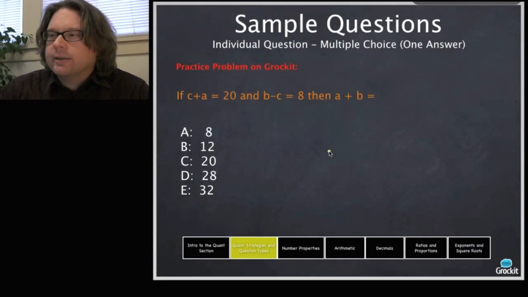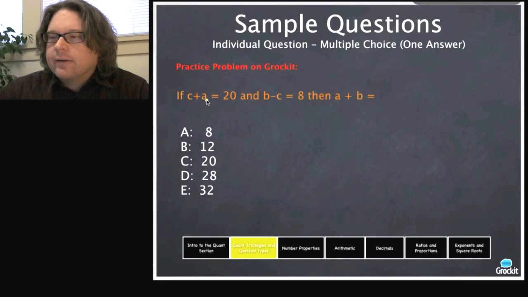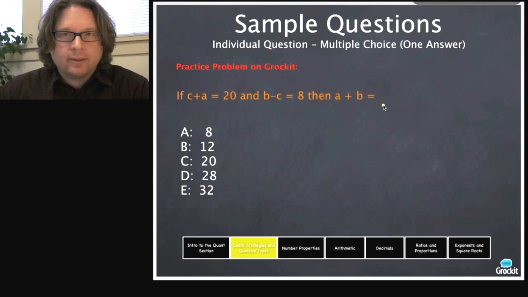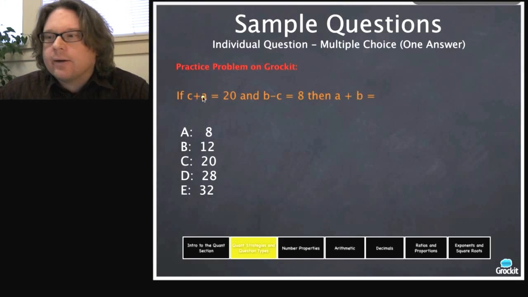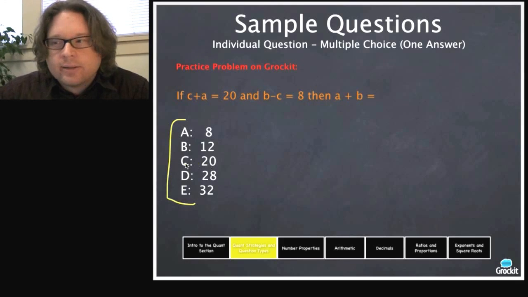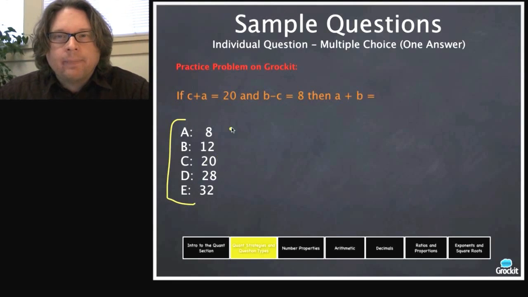So here's a sample question of a multiple choice with one answer. If c plus a equals 20 and b minus c equals 8, then a plus b equals what? There are several different strategies that you can adopt, and we'll talk about those later. But in any case of a question like this, only one answer is correct. You can use process of elimination or plugging things back into the question, but only one of these is right.